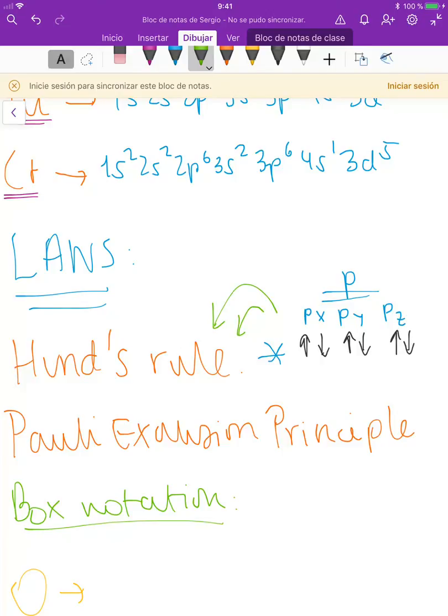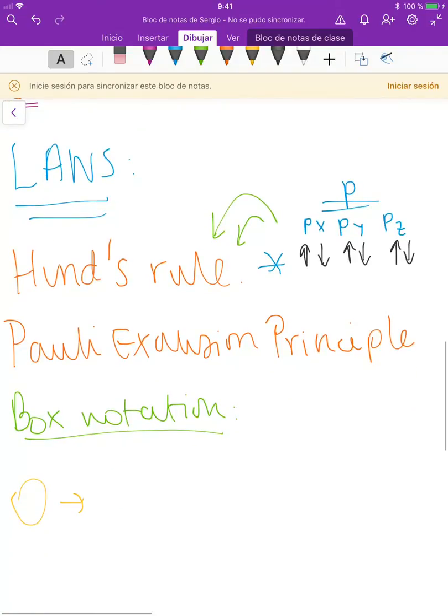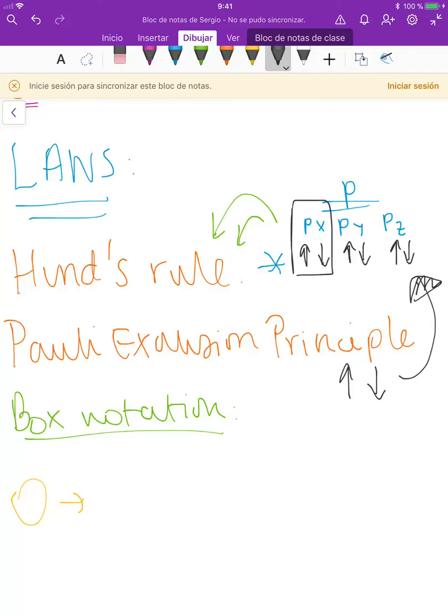Then we have the Pauli exclusion principle, which states that two electrons cannot occupy the same orbital unless they have opposite spins. Electron spin is usually shown by the use of upwards and downwards arrows. So this is what I showed here. That's what we have to know, that in each orbital the arrows are basically opposite because their spins are opposite.